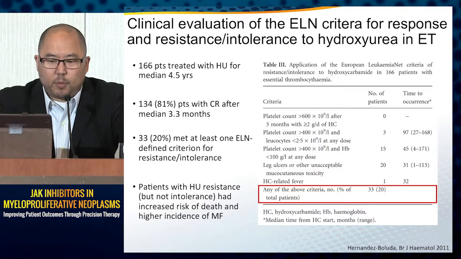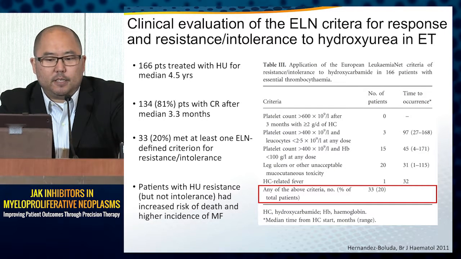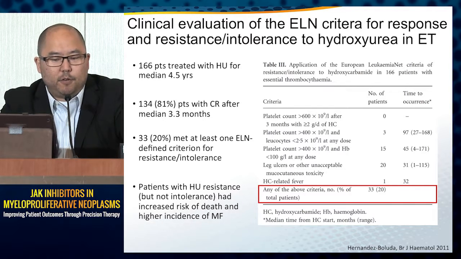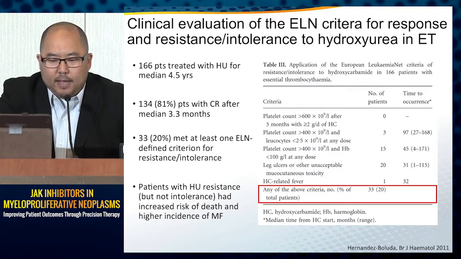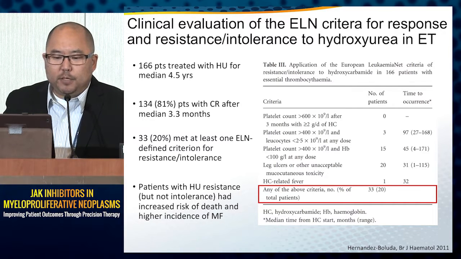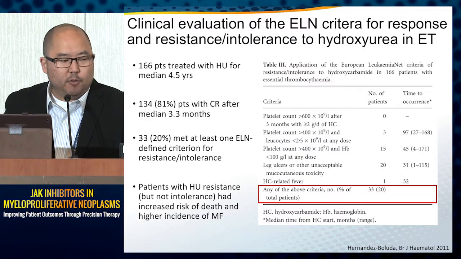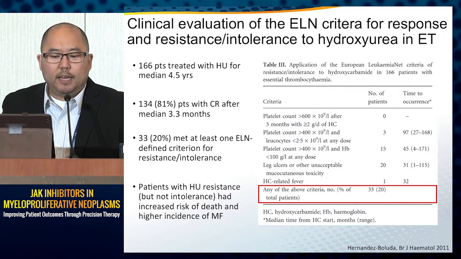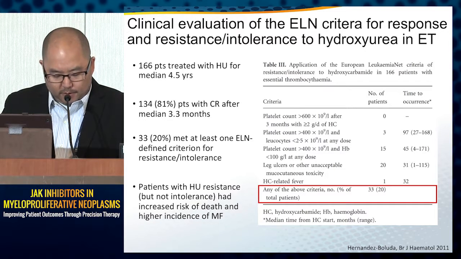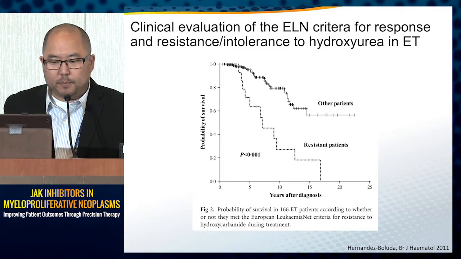So when these criteria were proposed, they were then studied in a follow-up paper looking at the characteristics and the prevalence of hydroxyurea resistance and intolerance. This paper looked at 166 patients who had been treated with hydroxyurea for a median of 4.5 years. And within that group, 20% met at least one of the ELN criteria for resistance or intolerance. And within that 20%, those who were hydroxyurea resistant, but not intolerant, only the resistant group, had an increased risk of death and higher incidence of myelofibrosis. And that is shown here.